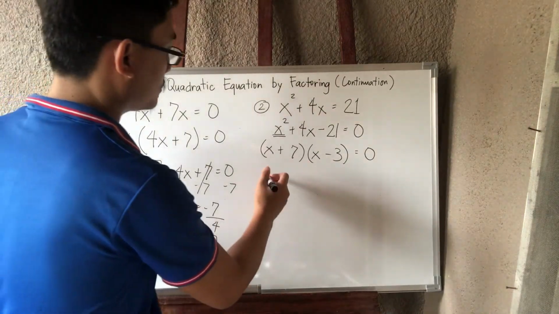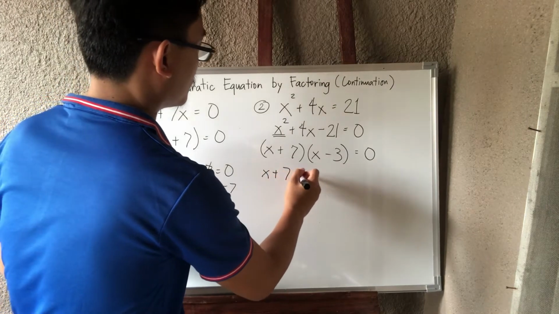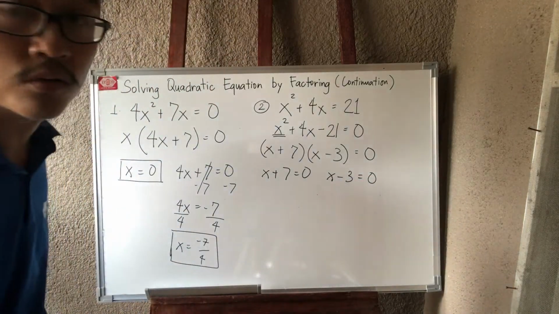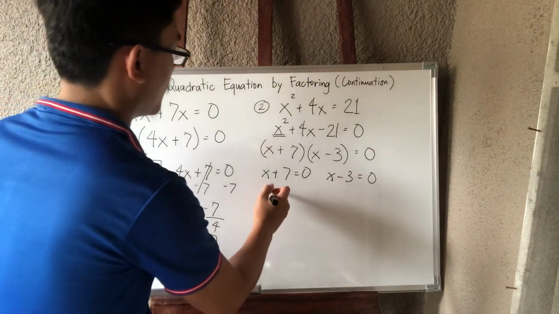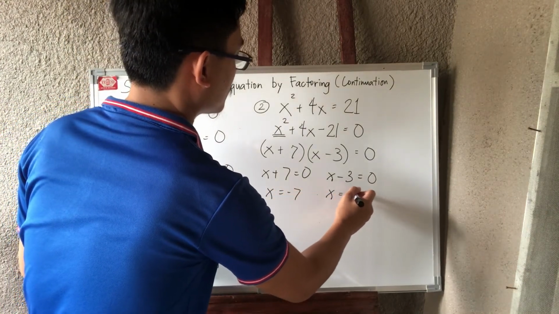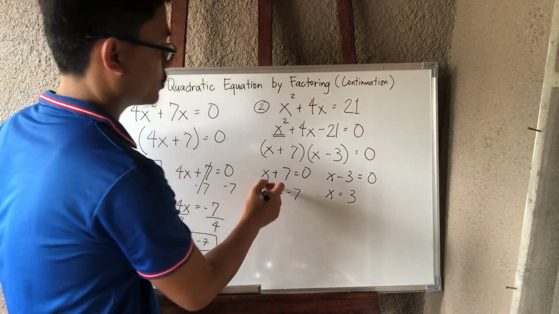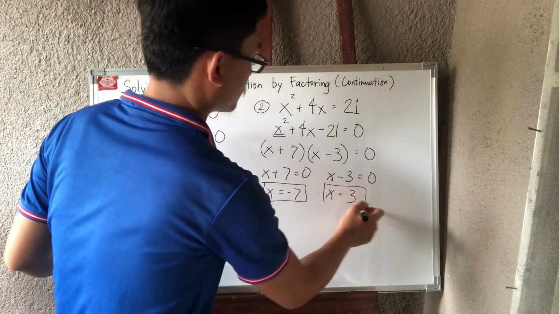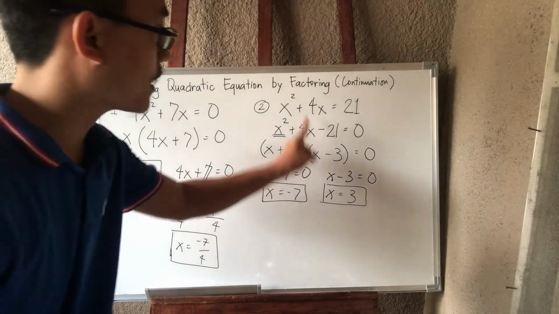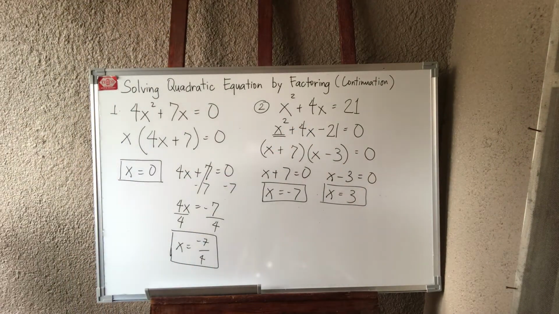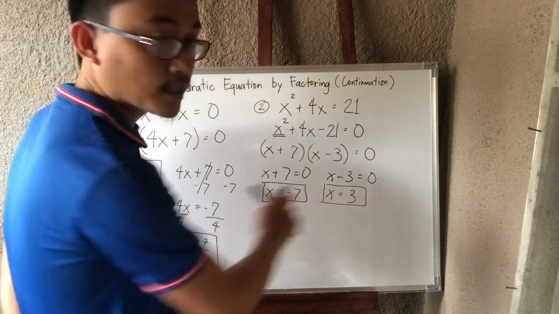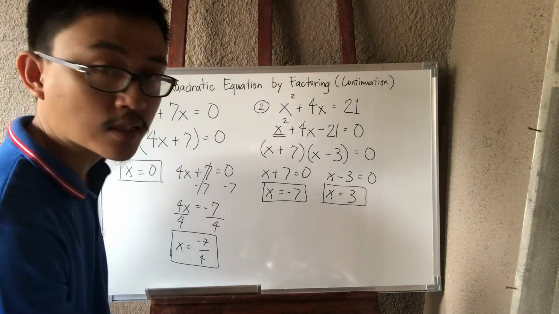So this is it. Now we apply the zero property. You have x plus 7 equals 0 and x minus 3 equals 0. Let's just transpose the 7, so x equals negative 7. And x equals 3. So the roots, or the solution, for this equation is negative 7 and 3. When we check them, they will satisfy the equation. Let's take one. Let's check 3, maybe, for the sake of this discussion.